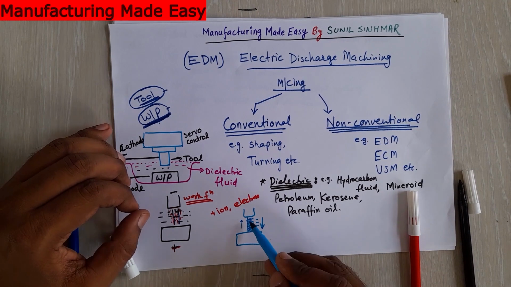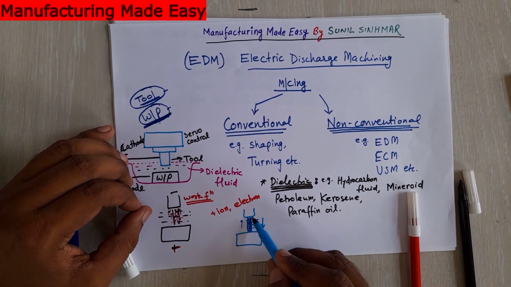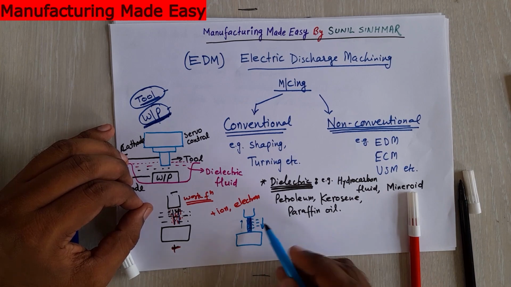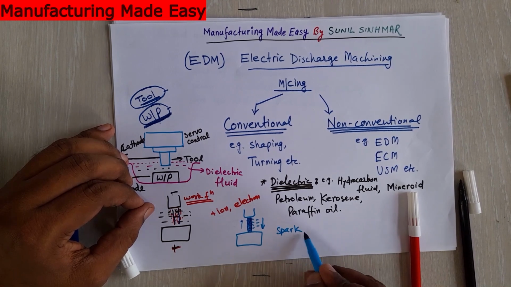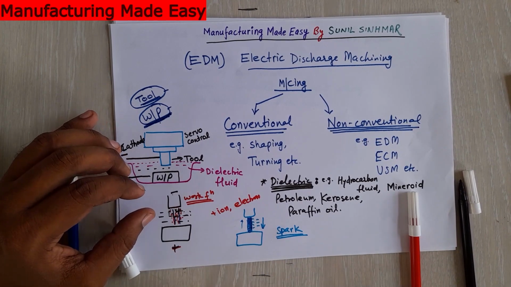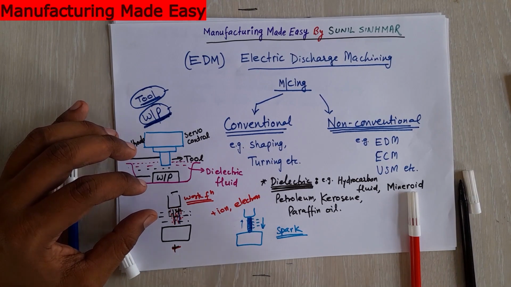So conductivity through this column will increase, and it will look like a spark. So a spark is created, because there is a kind of plasma or spark created. This spark will strike the workpiece and a huge amount of heat will be released there.